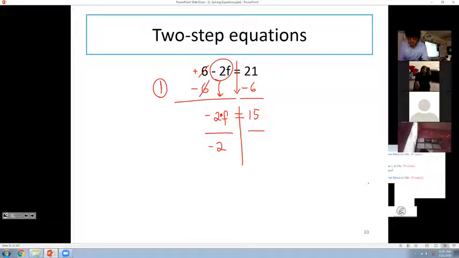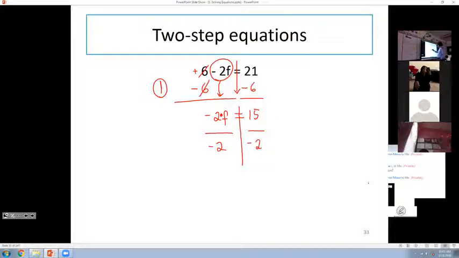Can I just divide each side by negative 2? Or am I supposed to divide each side by... each side or one side? Both sides, yes, right? Both sides. And divide each side by negative 2.